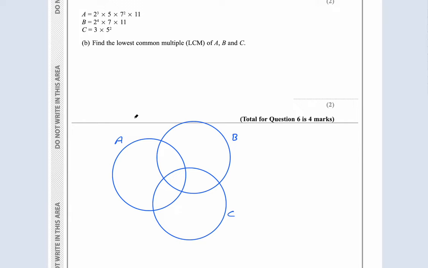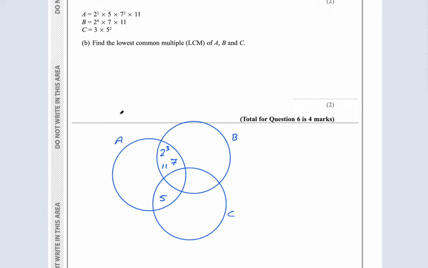Between A and B, I have a 2 cubed, because there's a 2 cubed in both of them. And I have a 7, because there's a 7 here in B. And I have an 11. Sorry, let's do the intersections first. So that's A and B. Then let's do A and C. So I have a 5 that's in A and a 5 that's in C. So I'll put a 5 there. And what's between B and C? Well, they actually have no common numbers between B and C.